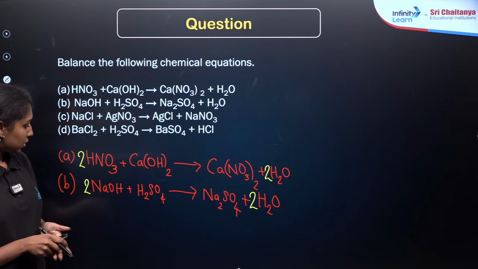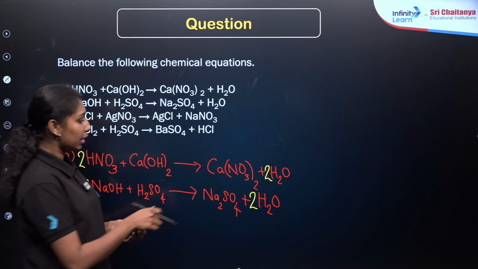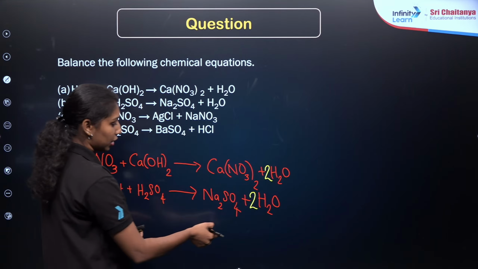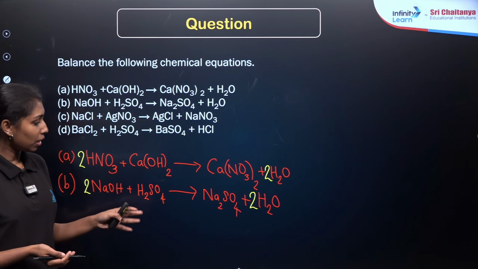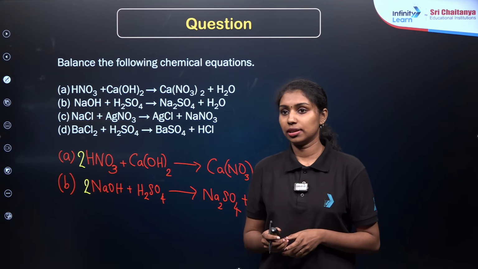Then what about oxygen? 2 is here and 4 is here, 4 plus 2, 6. Here again 4 plus 2, 6, which means all the atoms like sodium, hydrogen, sulfate and oxygen are already balanced. Is there any doubt?